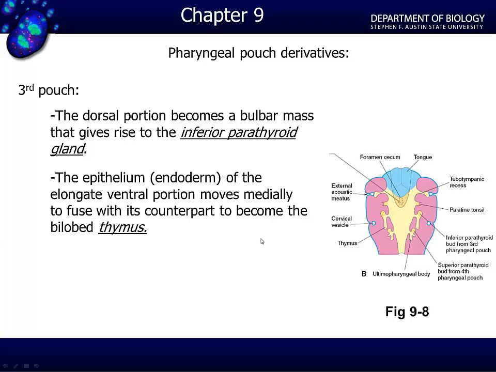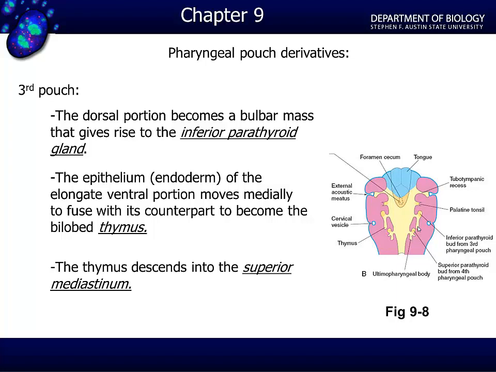Now, this more inferior portion, or think of it as ventral, or caudal, this portion of the third pouch is going to give rise to our thymus gland. We're going to have a portion coming from the right side and a portion coming from the left side, and they're going to unite together in the midline to form our bilobed thymus.